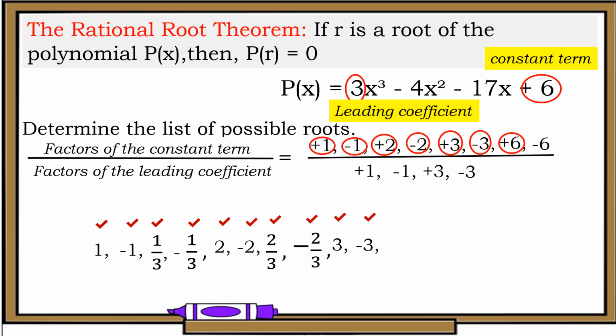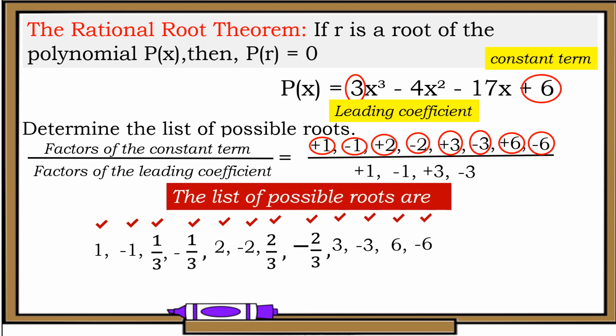Then, 6 divided by 1, 6. 6 divided by negative 1 is negative 6. 6 divided by 3, 2. 6 divided by negative 3 is negative 2. So, ganun din, pag dinivide mo yung negative 6 to each of the factors of the leading coefficient, andyan na lahat.